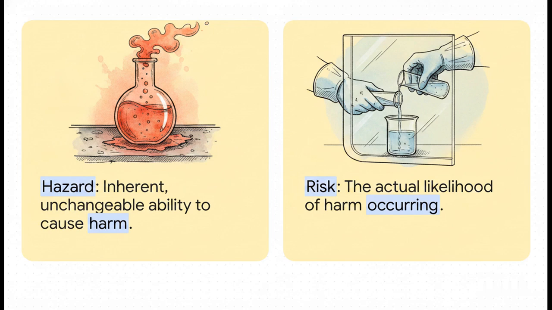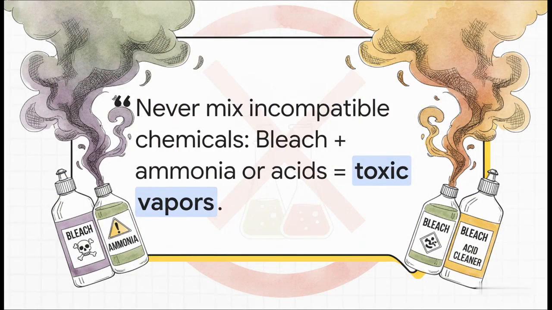Risk, however, is the actual likelihood of that harm occurring. Risk is a variable, and it is entirely within your control. You actively manage risk through strict exposure limits, executing those correct dilution protocols we just covered, and mandating the proper personal protective equipment. Which brings us to the cardinal, totally non-negotiable rule of chemical safety.